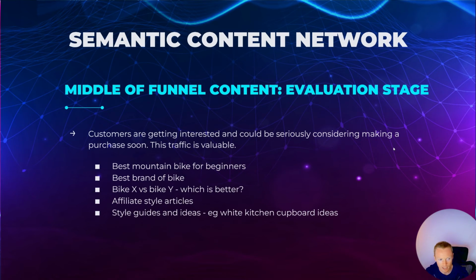Again, customers might have decided what type of bike they want, but they're not sure which brand is better, similar price points, or they've chosen 2 different models and they're just unsure and they want you to sell them on the better one. So content under this domain normally is what you would see on an affiliate style site. And then we've got other types of content, like style guides and ideas. Like the customer knows, say you're a kitchen retailer, for example, they know they want a white kitchen. They've seen a few that they like, but they just can't quite envisage how it will look in their house. So you've got an article on white kitchen cupboard ideas.